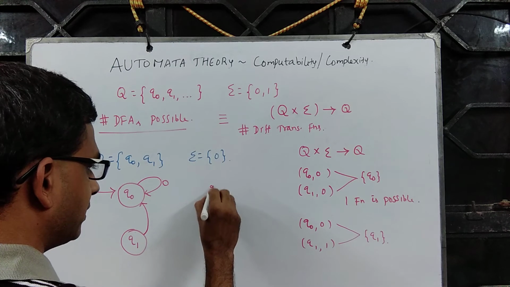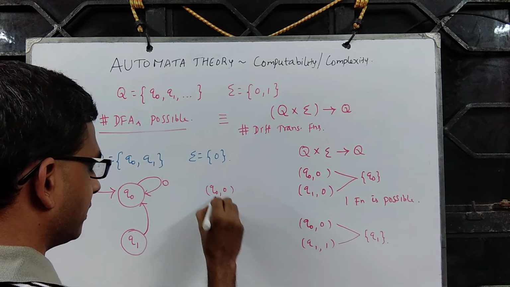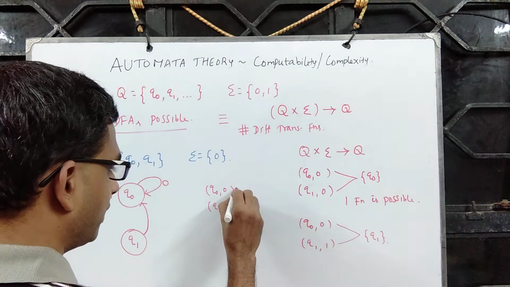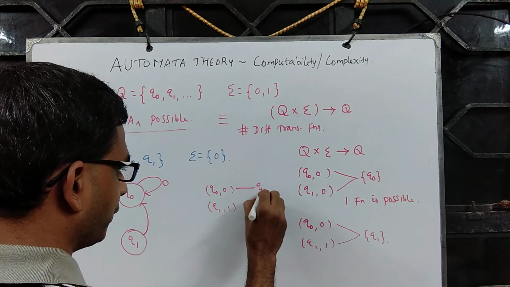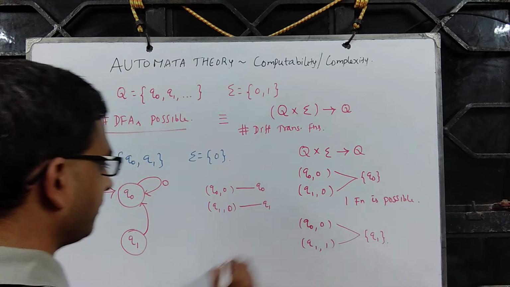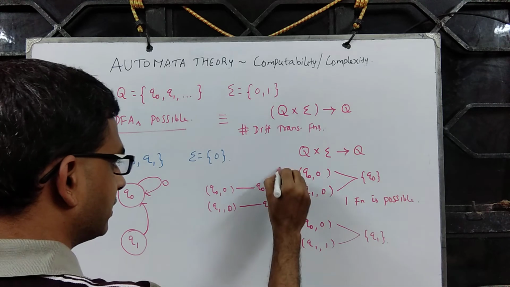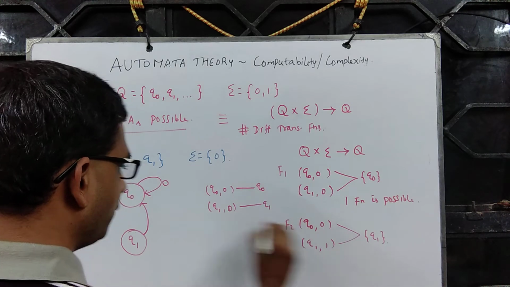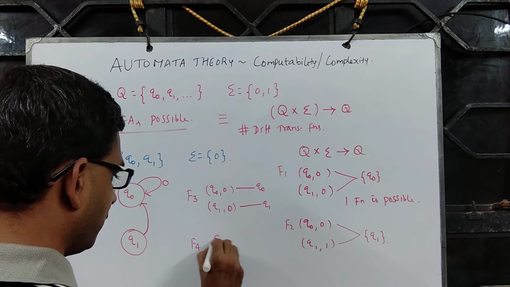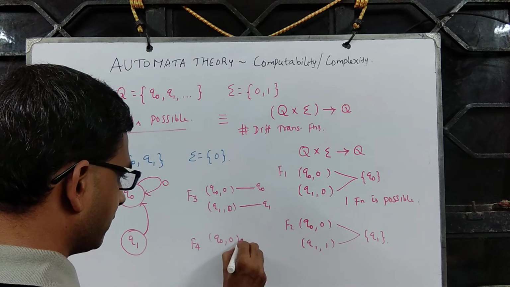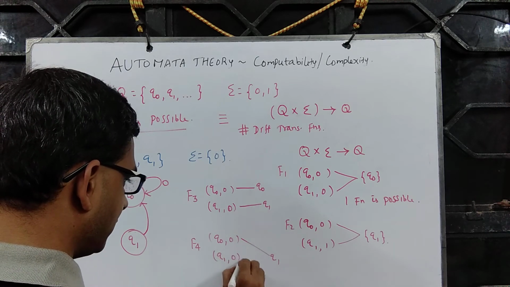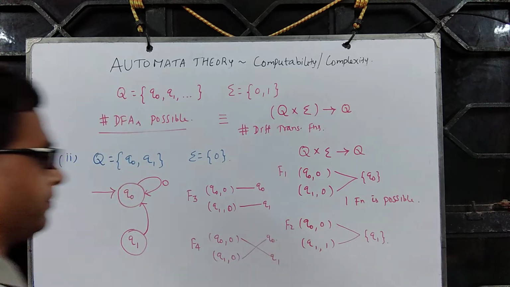The other function is Q0 comma 0 mapping to Q0 and Q1 comma 0 mapping to Q1. So this is function number 1, function number 2, function number 3, and function number 4 is Q0 comma 0 mapping to Q1 and Q1 comma 0 mapping to Q0.